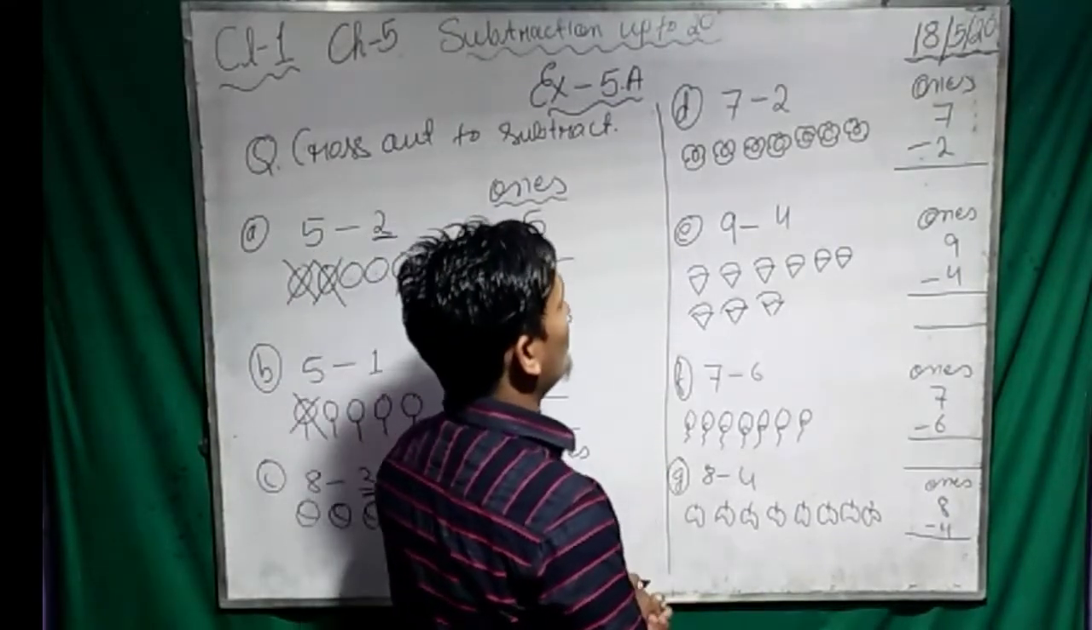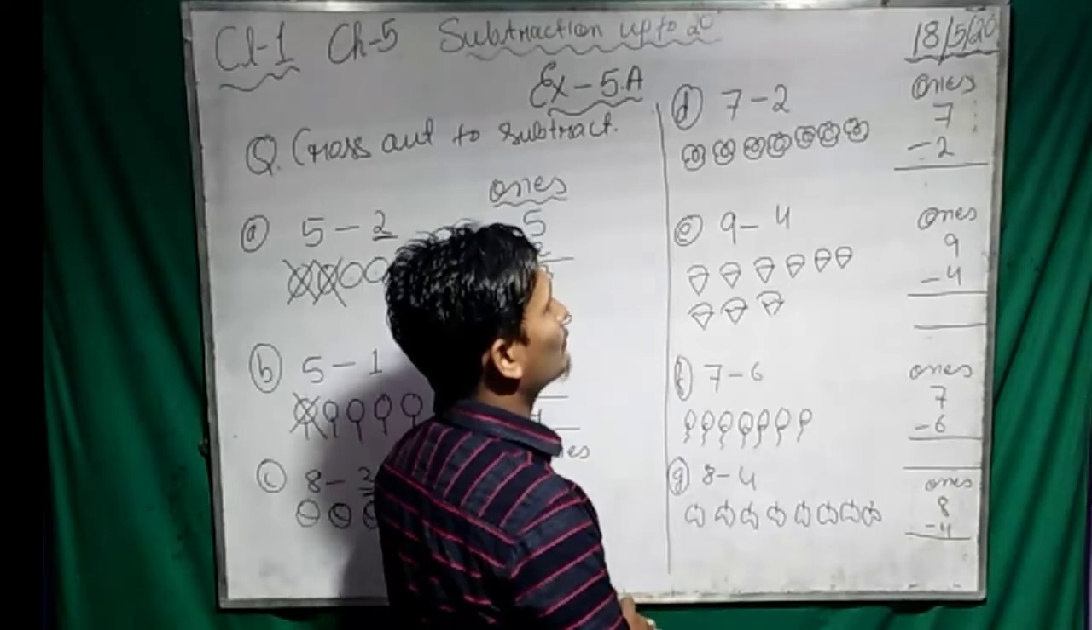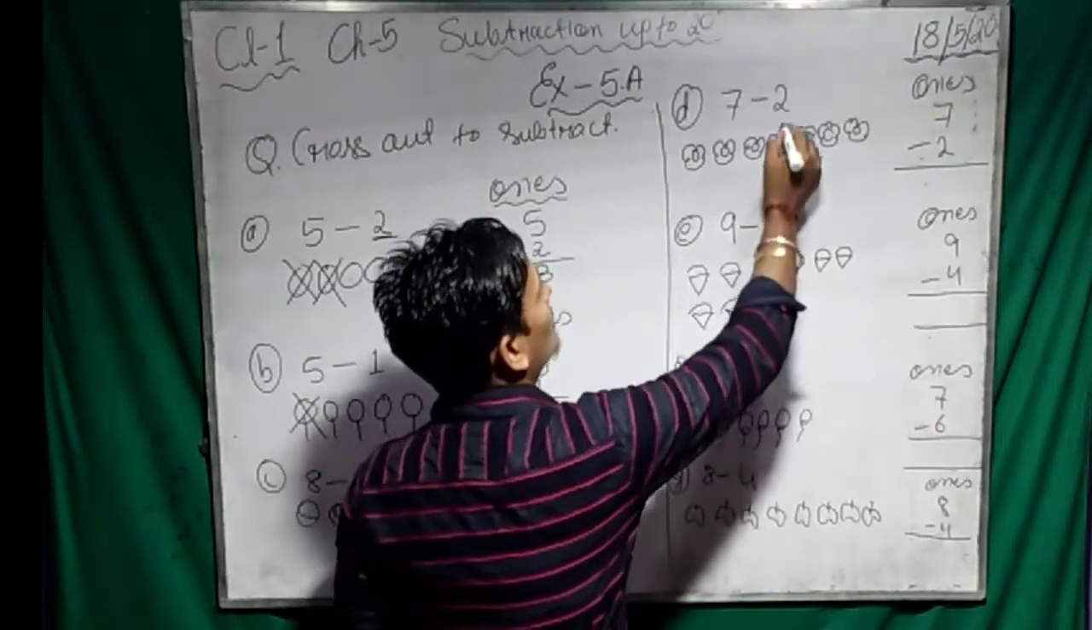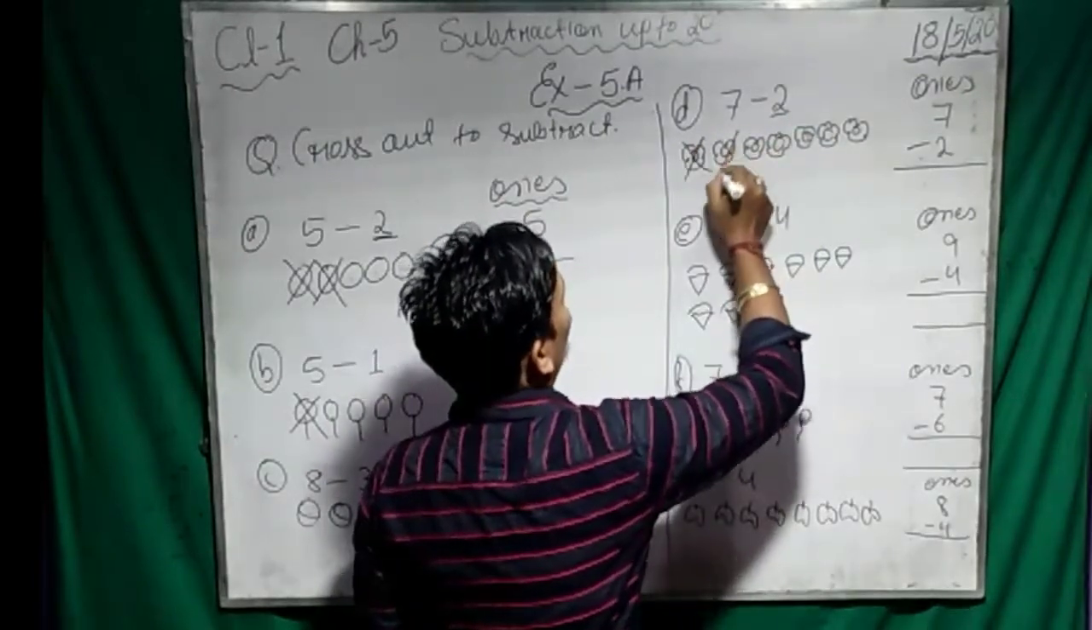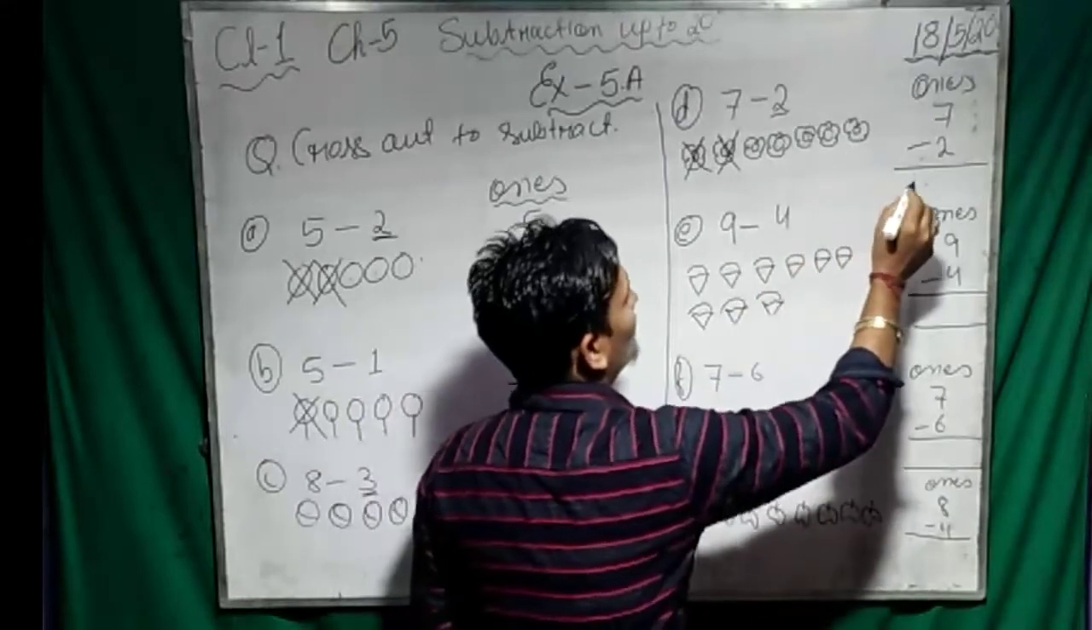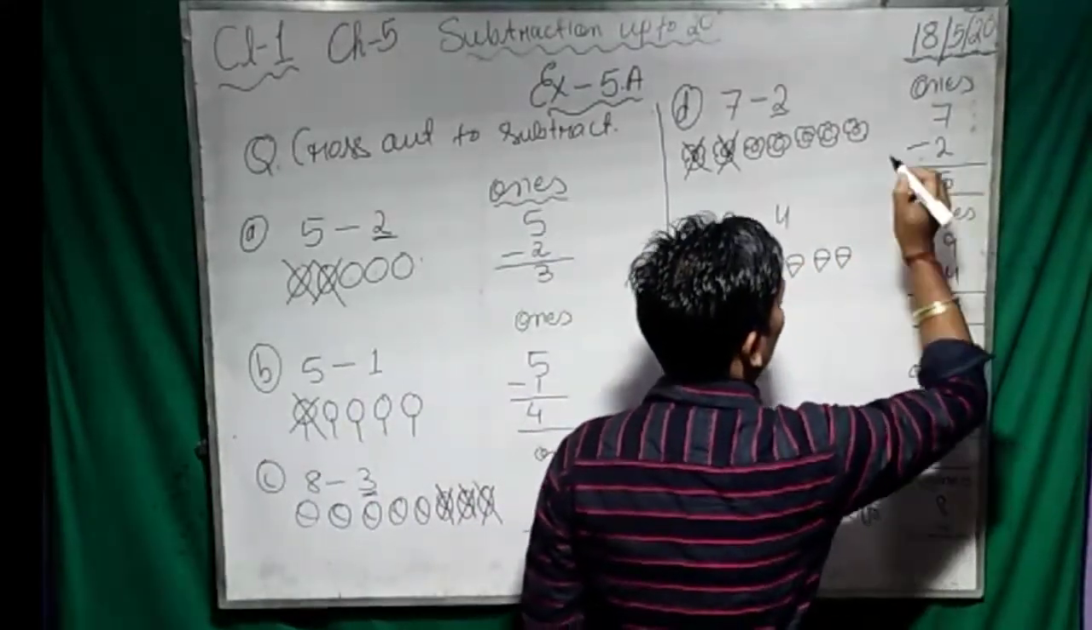I have 7 flowers and I have to cut 2 flowers from the 7 flowers. So this is 2. So 1, 2. So how many flowers are left? 1, 2, 3, 4, 5. So the answer is 5.